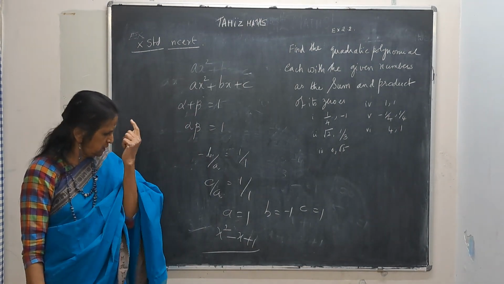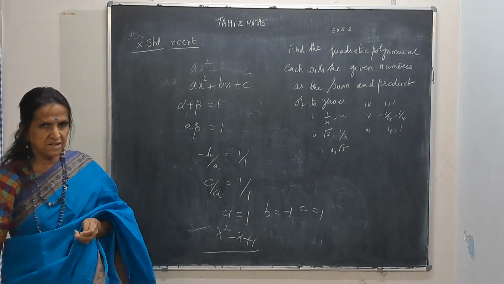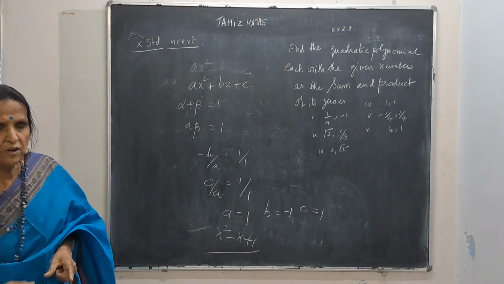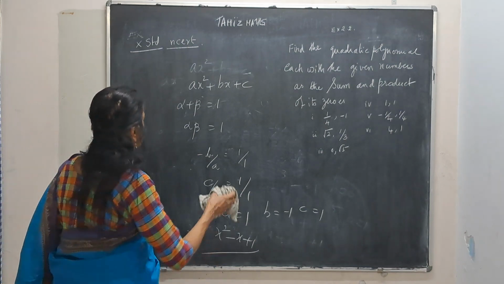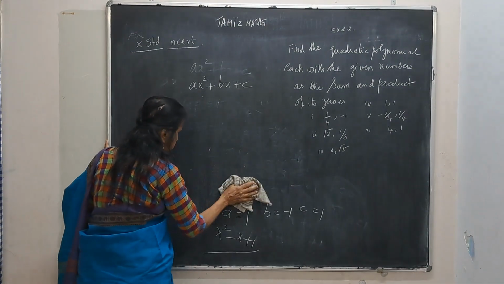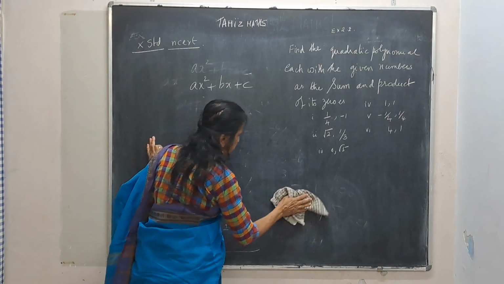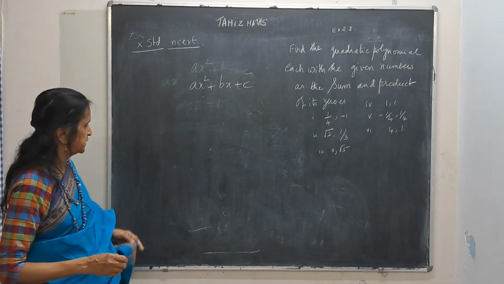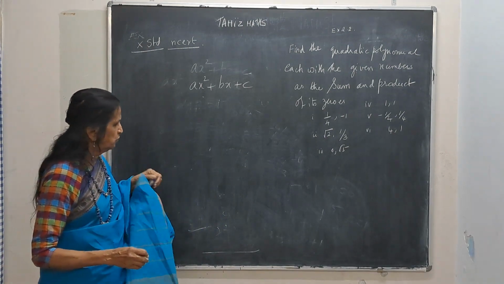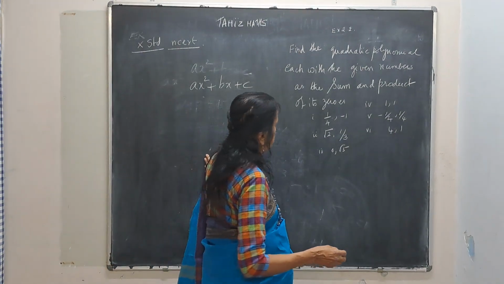The polynomial is x square minus x plus 1. The polynomial expression is x square minus x plus 1. When we equate it to 0, it will be called an equation. Otherwise, it's called an expression, a polynomial expression. Next, we go for problem 5.